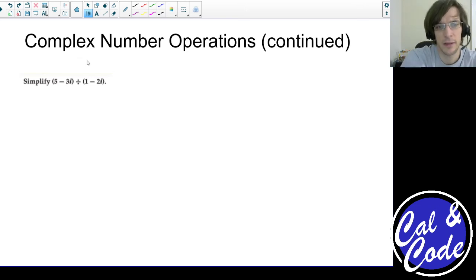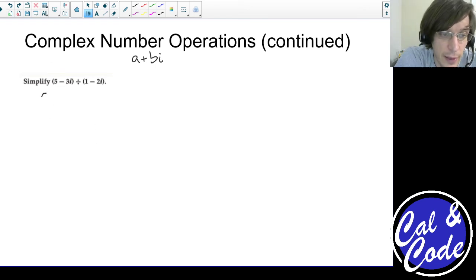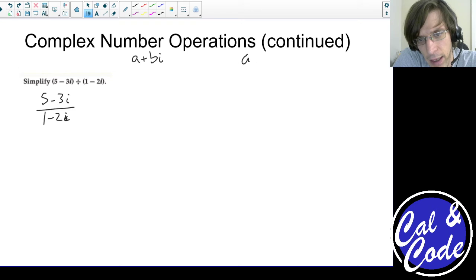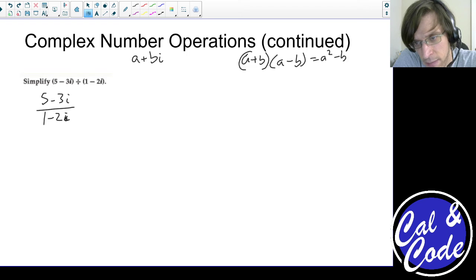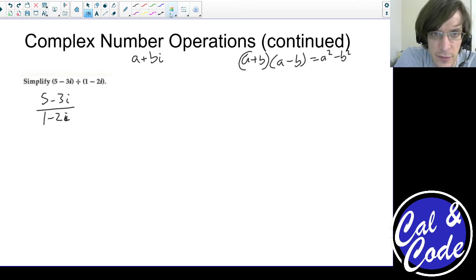Okay, so let's talk about what happens if we divide things. How am I going to get it into that very nice a plus bi form? Well, to do that, we're going to use what we just talked about with the conjugates. So you can see I know that a plus b times a minus b gives me a squared minus b squared. That's like an old factoring difference of squares, right? So here I am. I want to get this bottom part to not have an imaginary piece anymore. And we just saw in the last example that we can do that by multiplying by our conjugate.